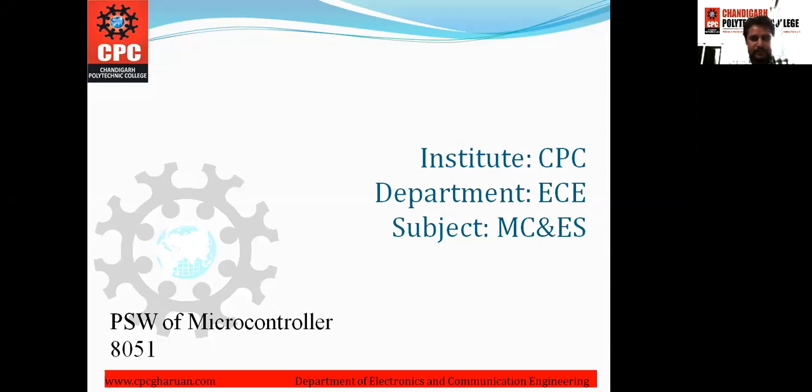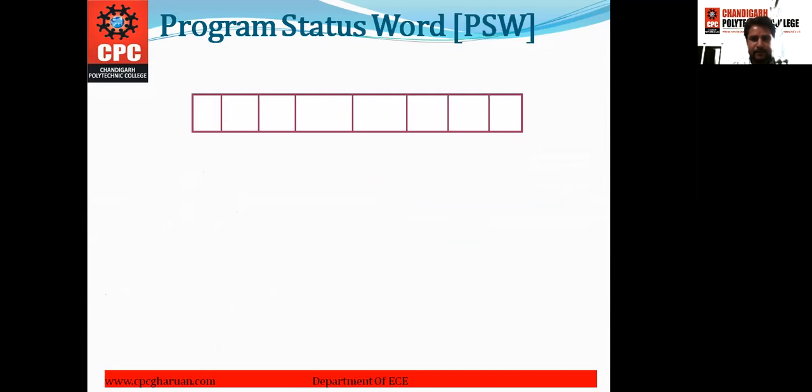As we have discussed in our previous lecture videos, the 8051 block diagram architecture and pin detail, also the memory organization. Now in this video lecture, we will discuss the program status word, that is the PSW of microcontroller 8051. Actually, the microcontroller contains a status word of 8 bits, that is the program status word. As you can see here, all these are the 8 bits that a program status word must have.